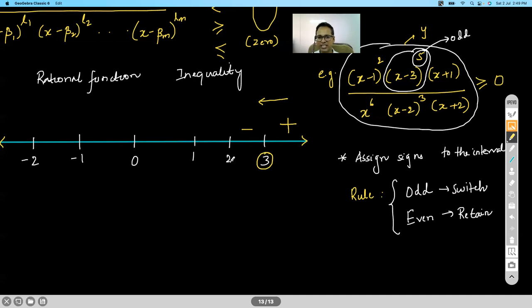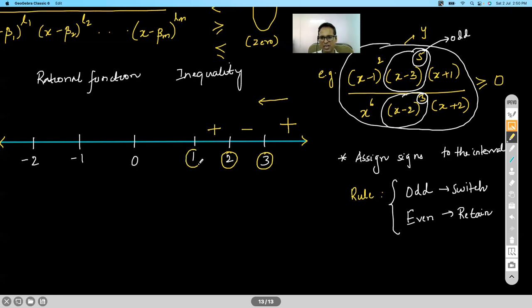What is the next number that you see? 2. 2 comes from which factor? 2 comes from this one, right? In this case, what is the parity of this power, even or odd? Odd. Odd means switch. So whatever you had here will switch and now it will become a plus. Got it? Clear? Okay. Keep moving to the left.